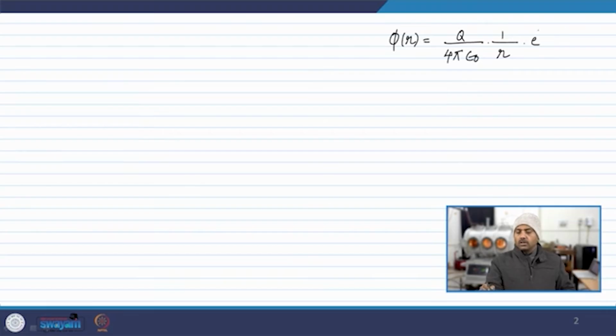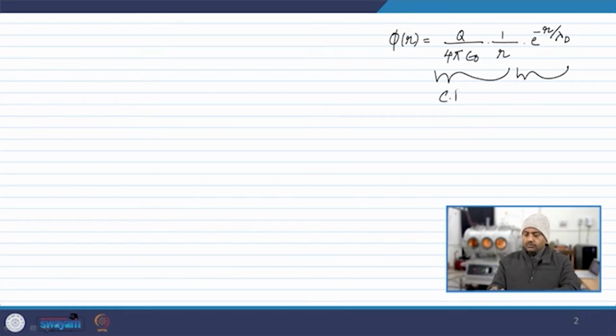Okay. So far in our discussions we have seen that the potential phi of r can be written as q by 4 pi epsilon naught into 1 by r into e to the power of minus r by lambda D. This is the form of potential. Now, this part is the Coulombic part and this is the exponential part.